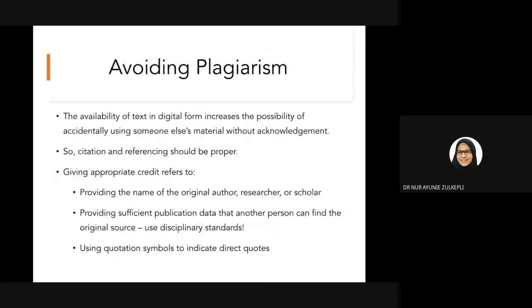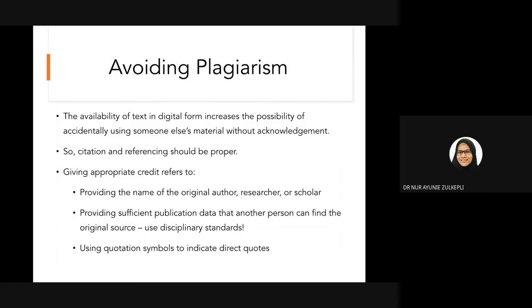Like, okay, I will show you plagiarism checker after this. Okay, how to avoid the plagiarism. Because you are referring using the electronic sources, electronic database or your library database, so the digital form increases the possibility of maybe you could accidentally use someone else's material or someone else's idea or someone else's findings, without you acknowledge it. Okay, so citation and referencing should be proper.